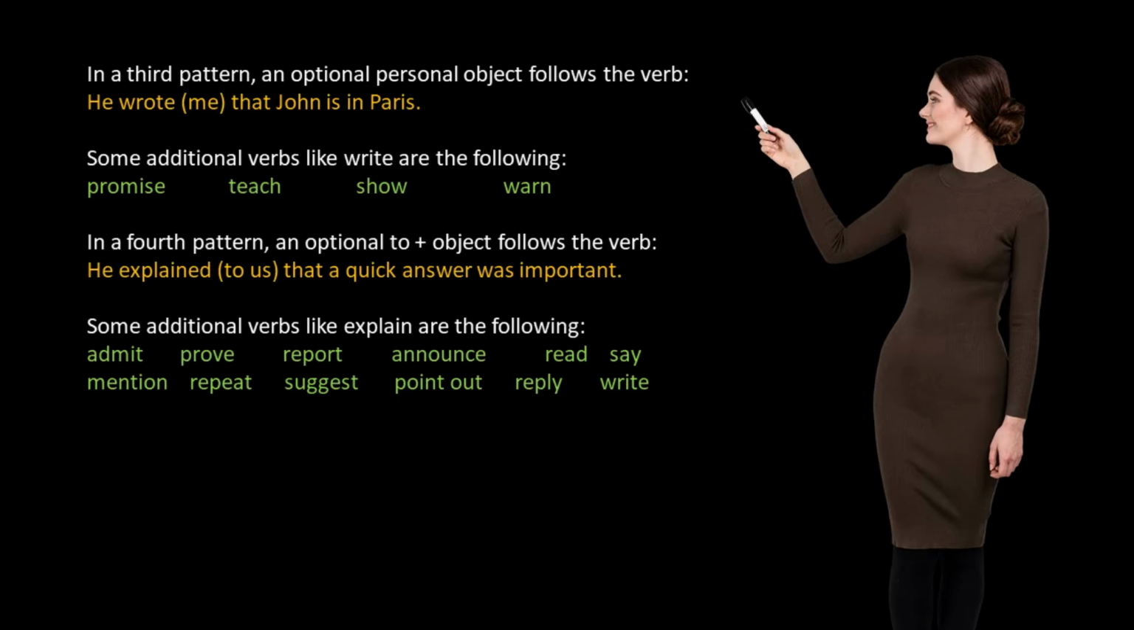In a fourth pattern, an optional to plus object follows the verb. He explained to us that a quick answer was important. Some additional verbs like explain are the following: admit, prove, report, announce, read, say, mention, repeat, suggest, point out, reply, write.